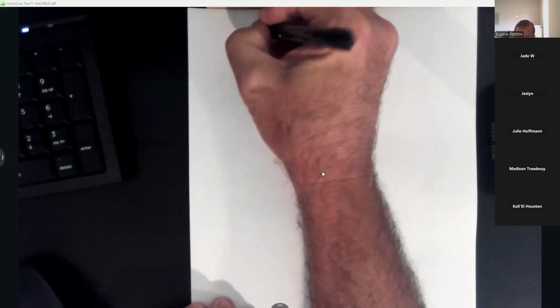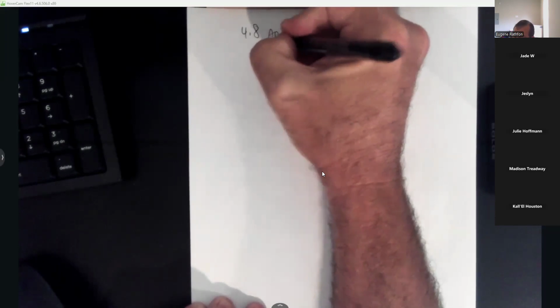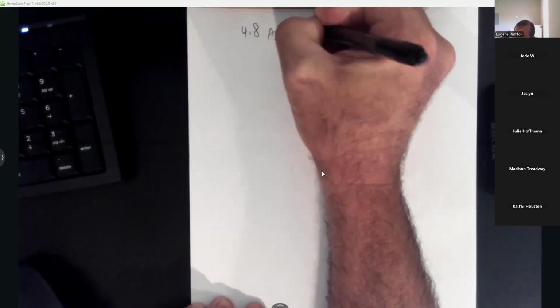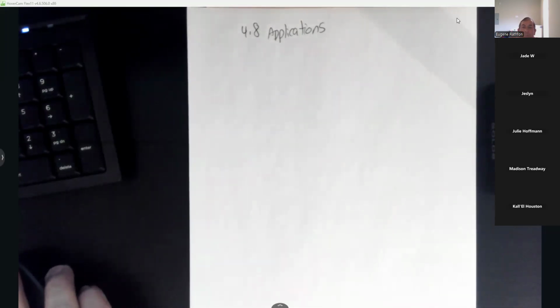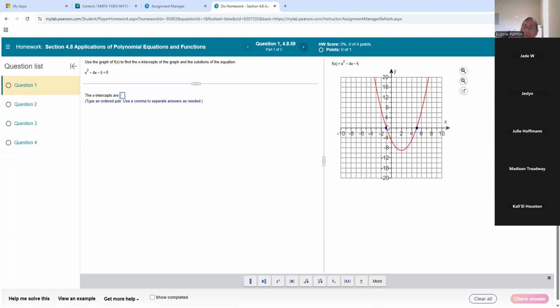All right, y'all. So 4.8 deals with applications. So the first thing they do, let me go to MyMathLab and bring up 4.8. So the first two problems they're going to give you a graph of a parabola, and they want you to give the x-intercepts and then give the solutions. So remember, a while ago we said the solutions were equal to the x values of the x-intercepts. So watch how you do this.